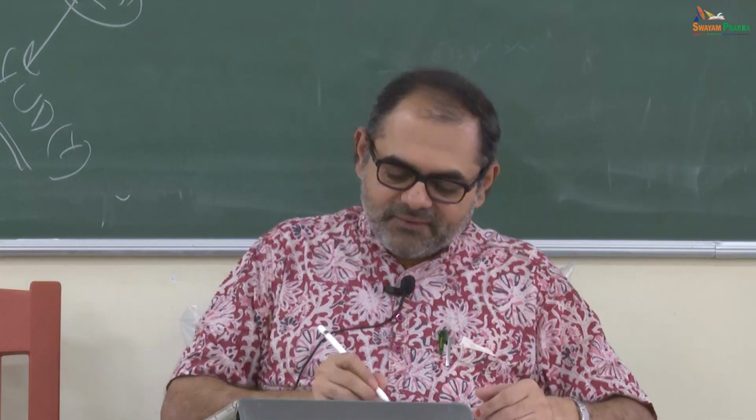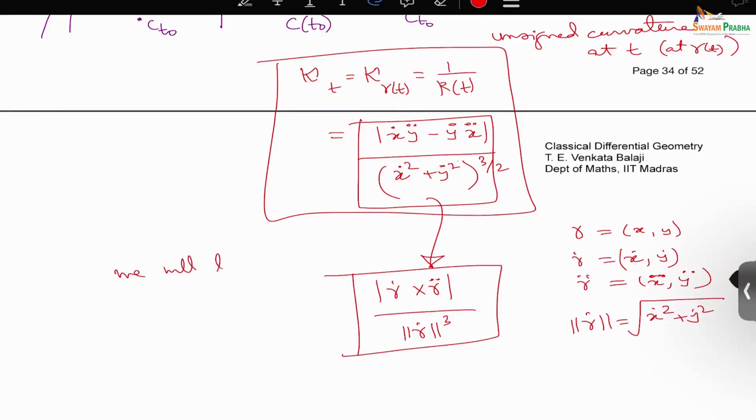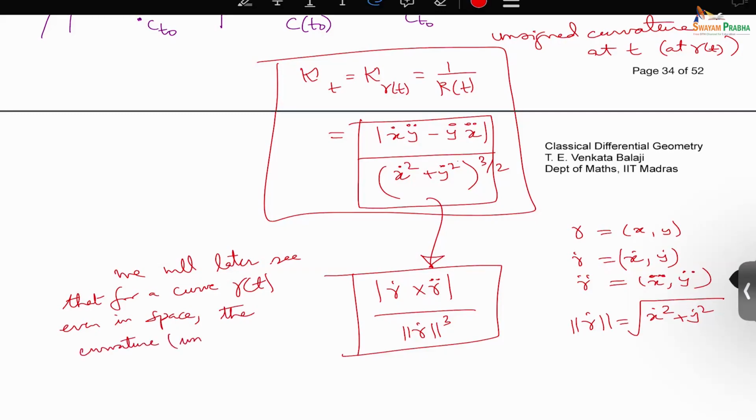Okay. So we will later see that for a curve gamma of t, even in space, the unsigned curvature is given by this expression. And maybe in the numerator, since I used vector notation, I should not put mod, I will put norm.